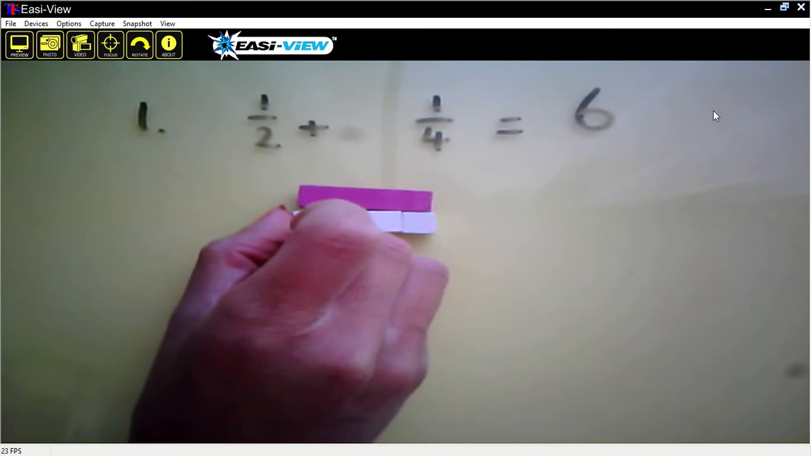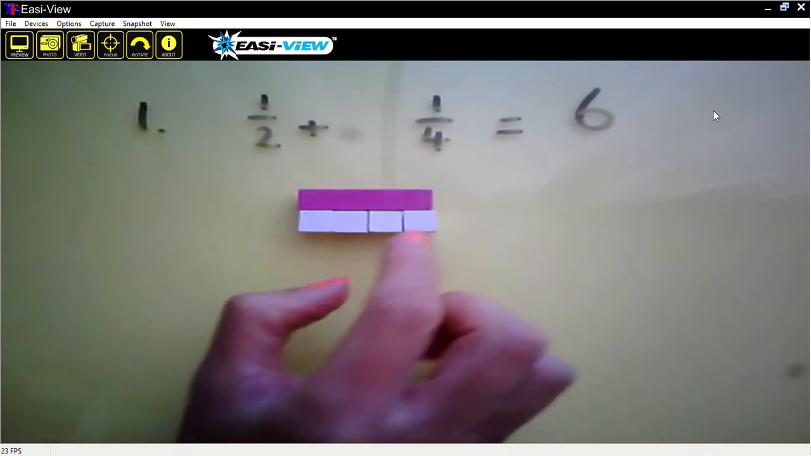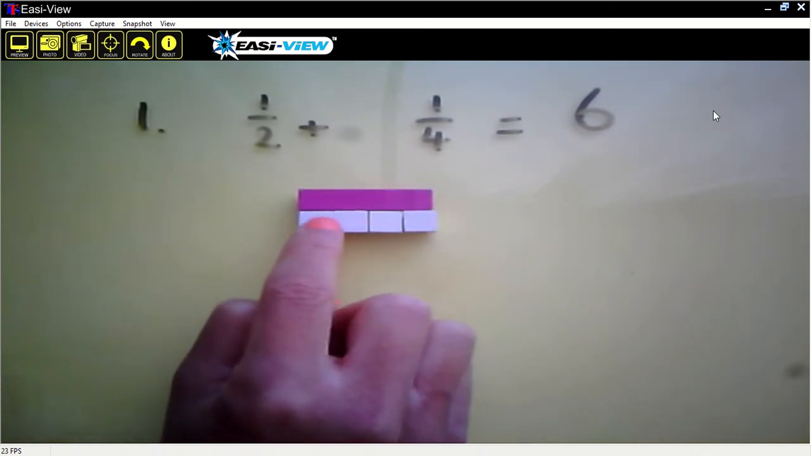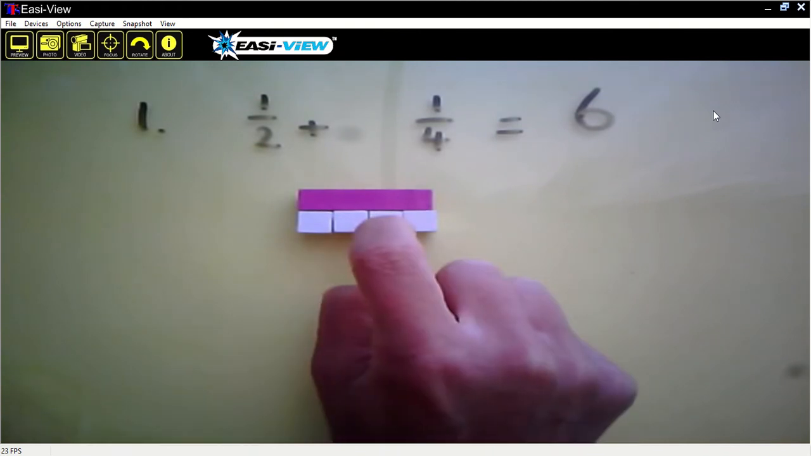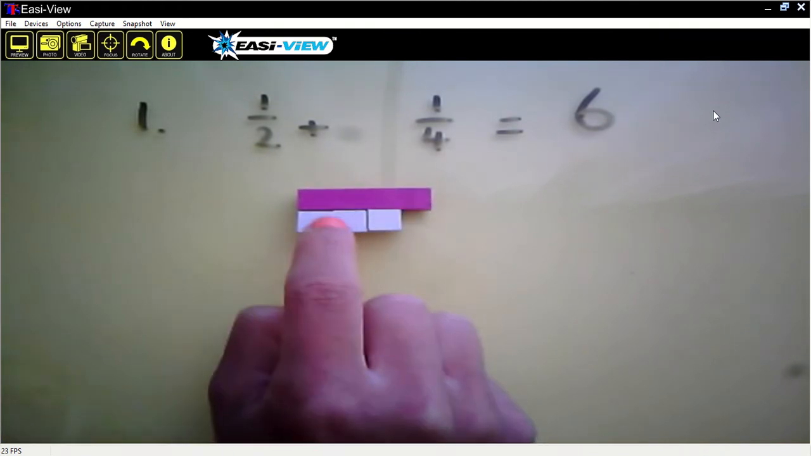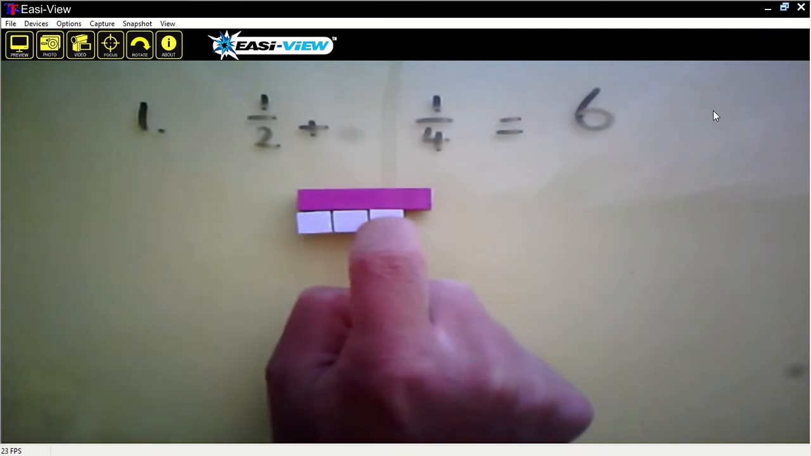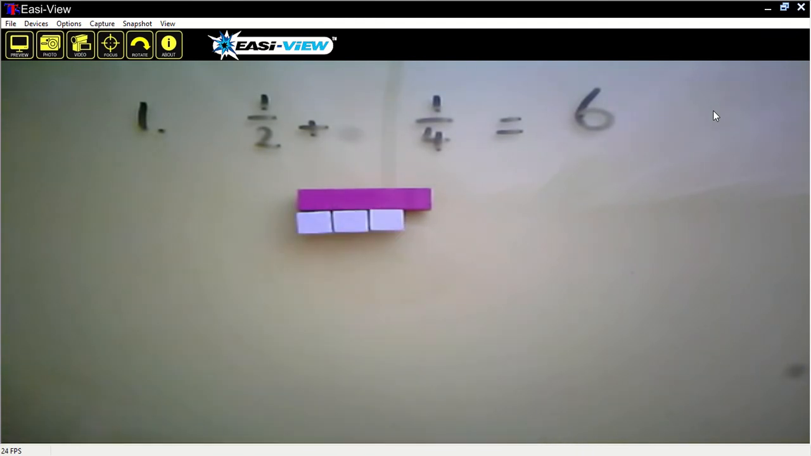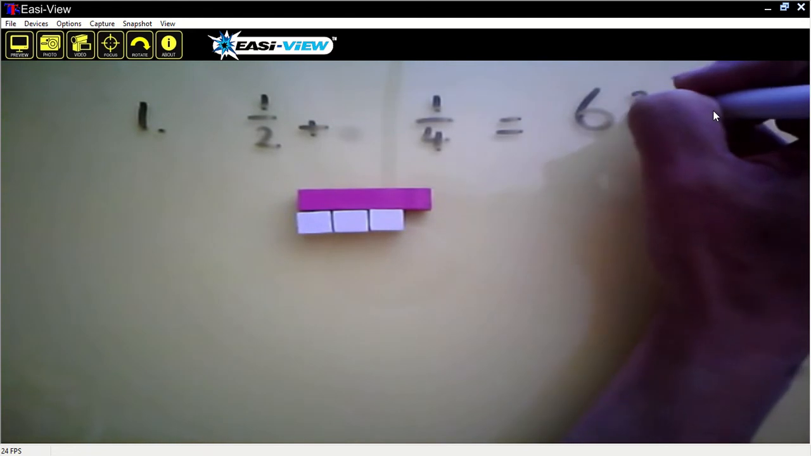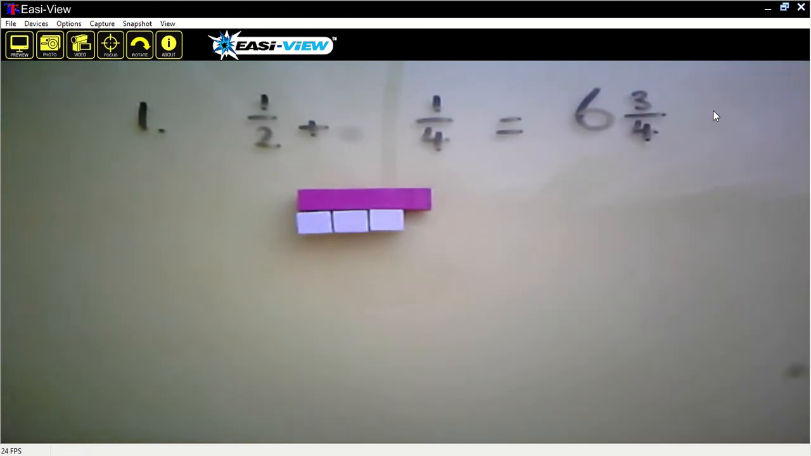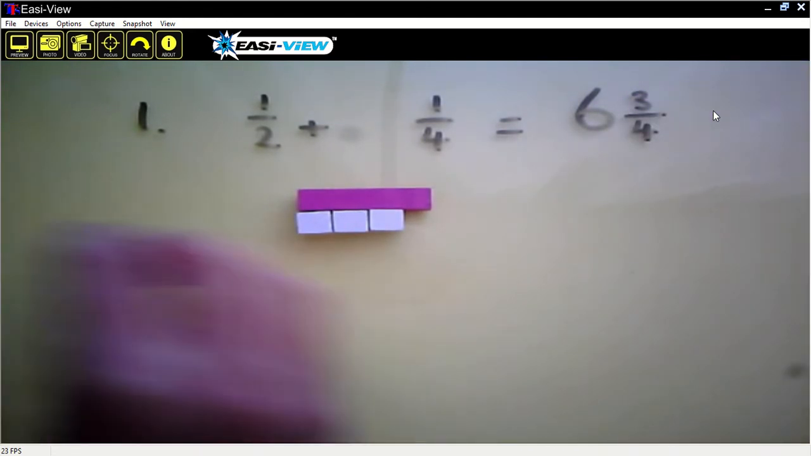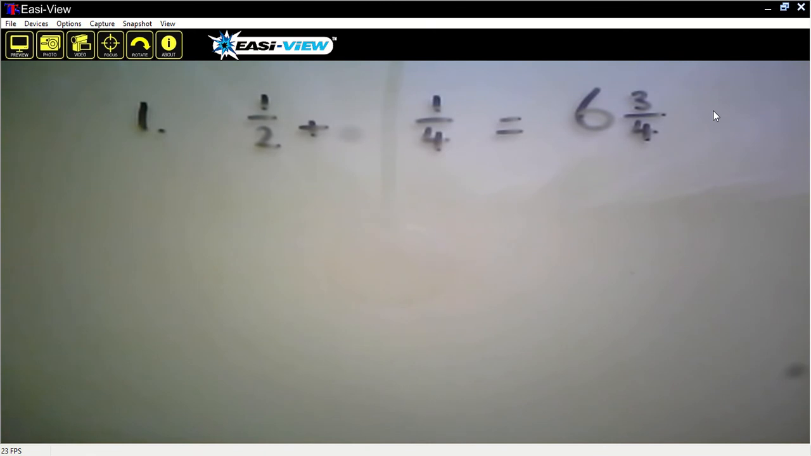So I can say, okay, I know that half of my whole is going to be 2 of these cubes. I know that a quarter of my whole is going to be 1 of these cubes. So I know that half add a quarter is going to give me 3 quarters because I have 3 parts to my whole. So I know that my answer for that question is 6 3/4. Lovely. Okay, let's rub that one out. We'll have a little look at question number 2.